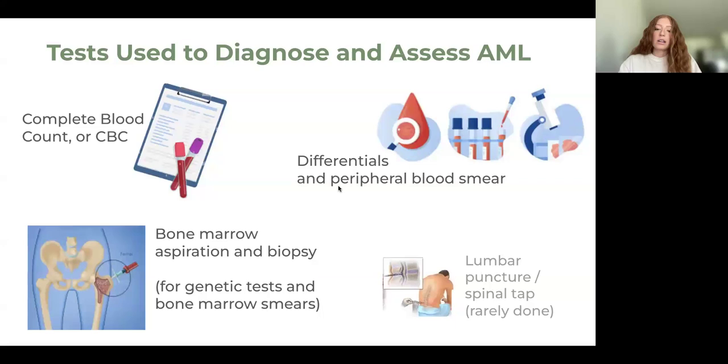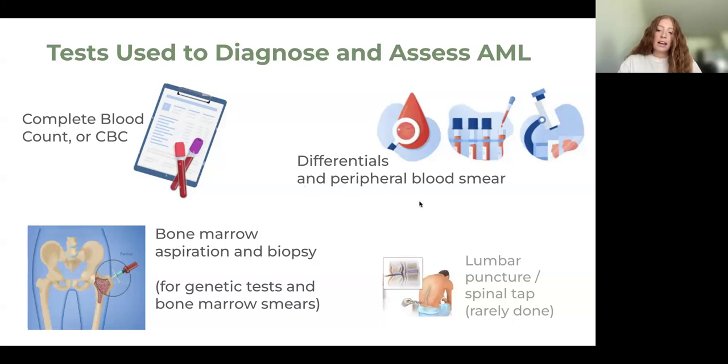And then the peripheral blood smear is similar to a manual differential, where the doctor is going to look at those white blood cells under the microscope, look at the characteristics, and see the populations and categorize it that way. Bone marrow aspiration biopsy, most of you are probably familiar with this. They will take a part of your bone marrow and test it. They'll use it for genetic testing and also bone marrow smears, where they will also look at it under the microscope.